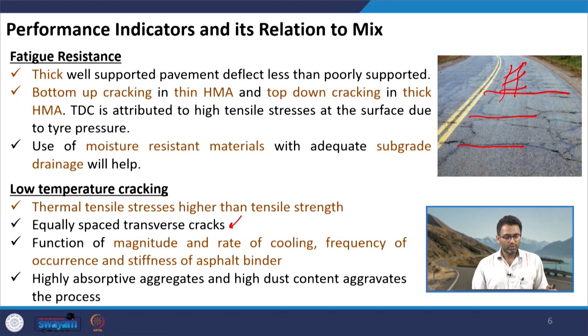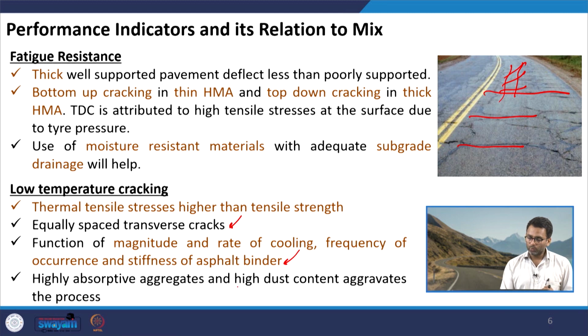The occurrence of thermal cracking is a function of parameters, for example the magnitude and rate of cooling of the mix, which depends on the environmental aspects. Then the frequency of occurrence, I mean how many cycles are occurring during that period of time, and the stiffness of the asphalt binder, because the stiffer the asphalt binder, the higher the chances of cracking. In addition to that, it is a function of how freezing is taking place, which is a function of the movement of the water.